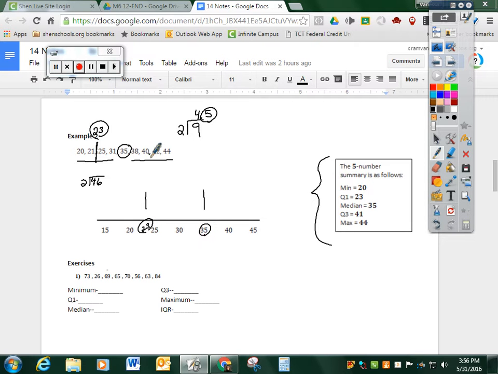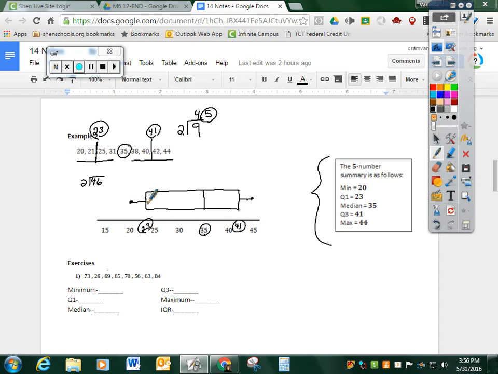Now 2 here and 2 here for my upper 50%. In between 40 and 42 is 41. I'm going to draw my third line here, and I'm going to put 41 here just so the people reading my graph can tell the numbers, and I'm going to connect it with a box. My lowest value is 20, so I'll put a dot. My highest is 44, and then I'll draw my whiskers.